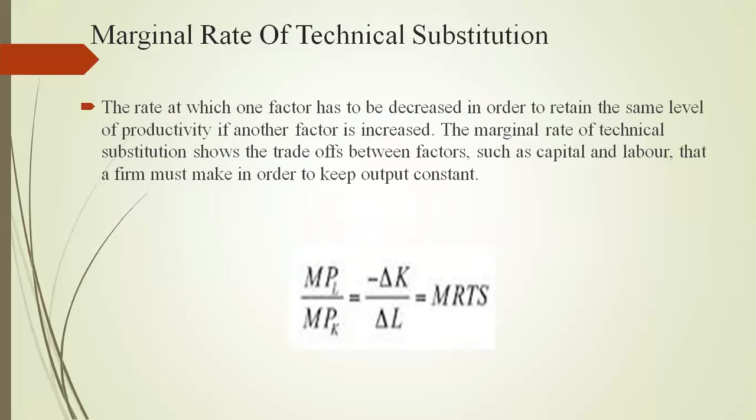Okay, so when we are making such kinds of changes, we will say it is the marginal rate of technical substitution. It shows the trade-off between factors such as capital and labor that a firm must make in order to keep the output constant. So output we can't compromise. 100 was the output, meaning we need to produce 100 every time. So earlier 10 labor and 30 capital were there.